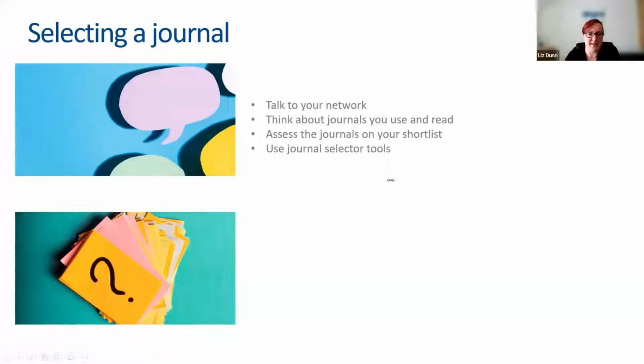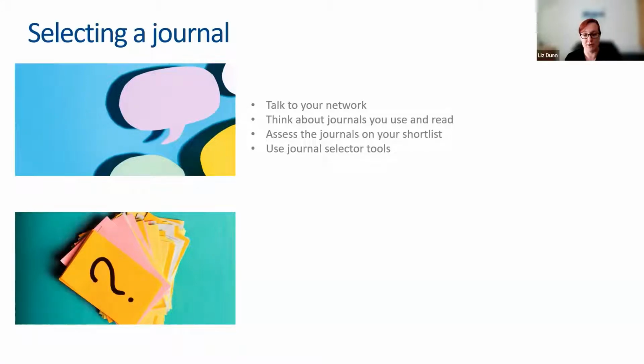So when thinking about which journal to submit to, you'll no doubt have usual journals that you use yourself and you read frequently. It's important to talk to your network and think about the audience that you're trying to reach. There are some journal selector tools that you can use to help you do this: you put information in and they will suggest some journals that you could choose. You want to think specifically about the audience and how that fits with your article.